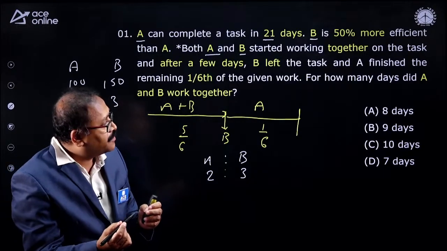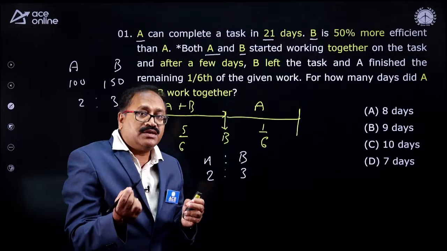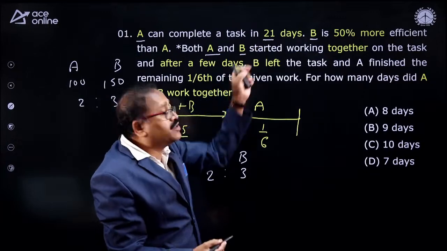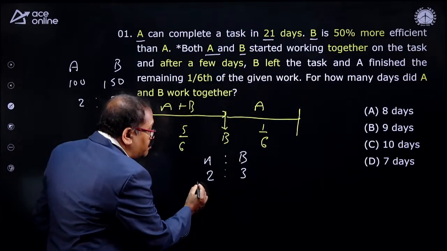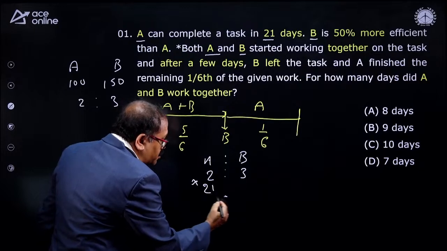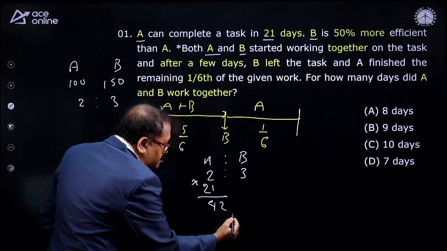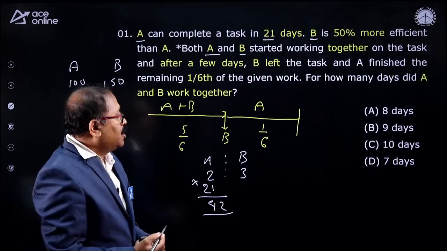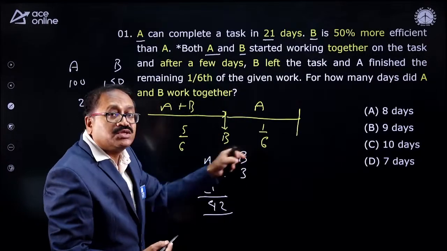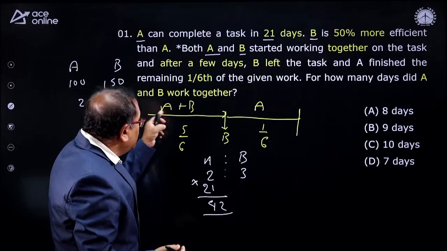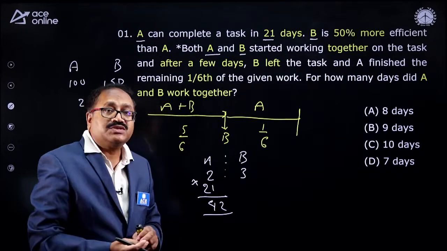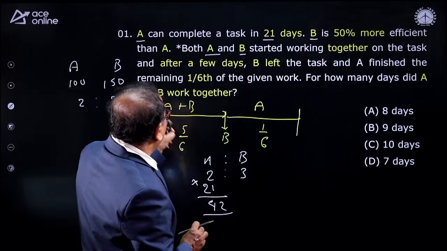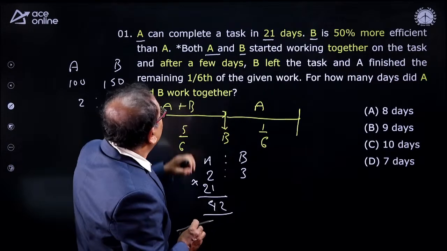A's efficiency is 2 and A takes 21 days to complete the work. So the volume of the work is 2 into 21, that is 42. So this is the total work, 42 units. Now A completes 1/6 of the work, and A and B together complete 5/6 of the work. The question is, for how many days did A and B together work?